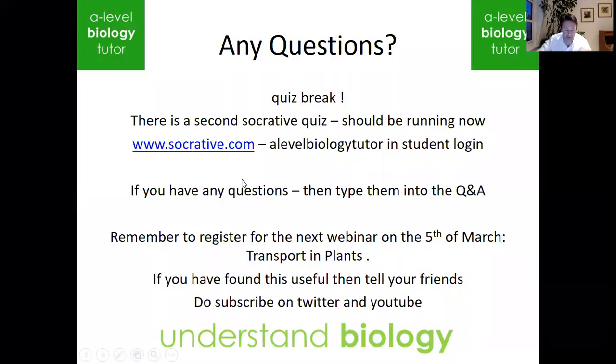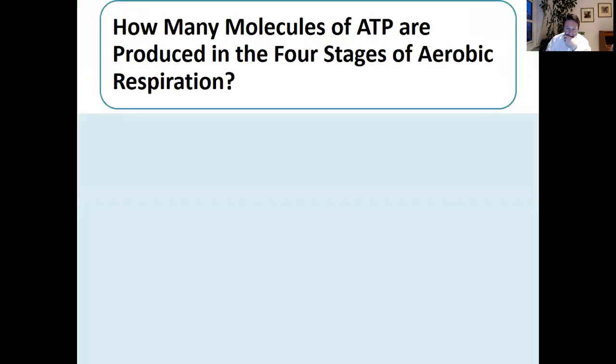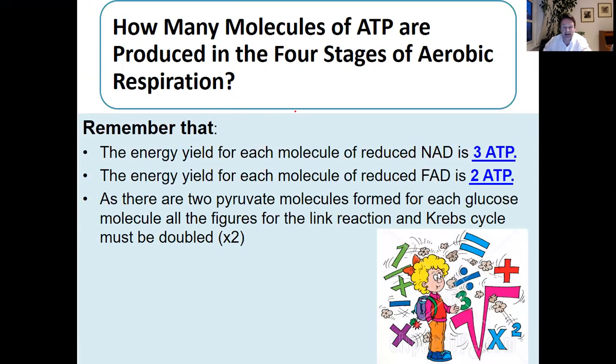Okay, a few more points to talk you through. And remember, any questions, anytime you want to ask questions, then please do ask them. So how many molecules of ATP are produced in each of the 4 stages? This is quite a common thing to look at. Remember that each molecule of reduced NAD is going to produce 3 ATPs. Each molecule of reduced FAD produces 2. And remember, there is the glycolytic step. So the glucose splits into producing 2 3-carbon triphosphate. So everything that happens after that happens twice.